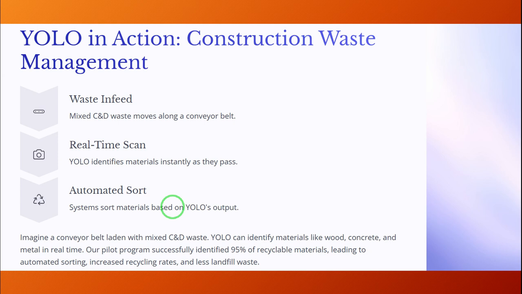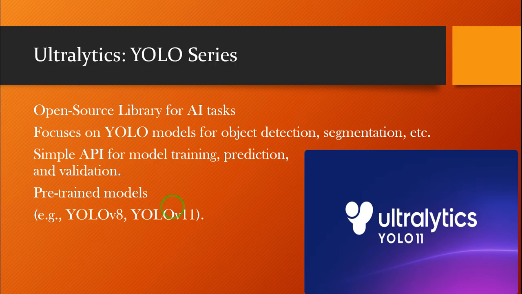If I talk about construction waste management, YOLO can be used to handle and monitor the construction and demolition waste that is produced in the construction sector. Imagine a conveyor belt laden with mixed construction and demolition waste. YOLO can identify materials like wood, concrete and metal in real time. Yes, in real time. Our pilot program successfully identified 95% of recyclables in one discharge. So let's discuss how this model works.